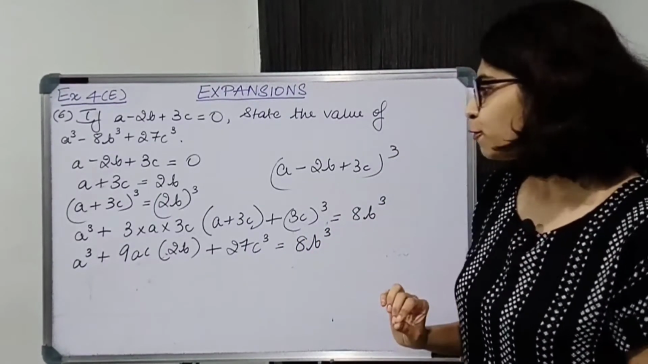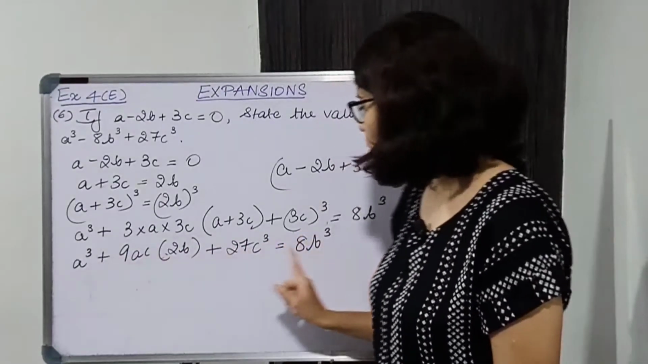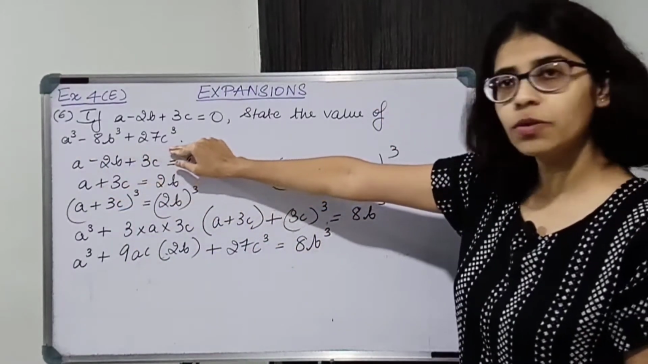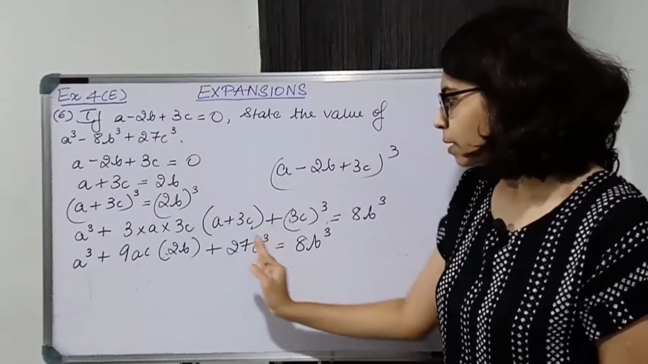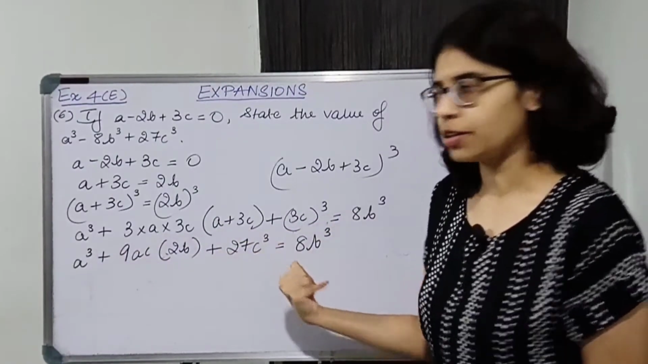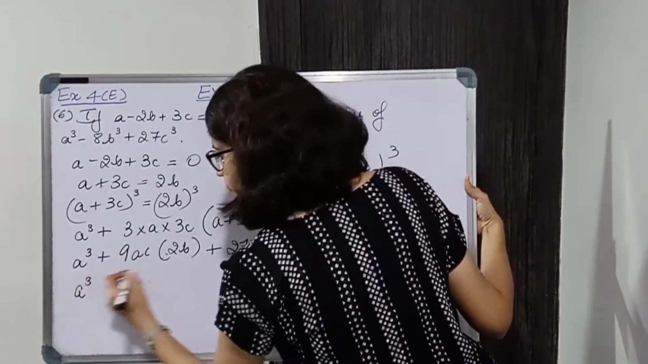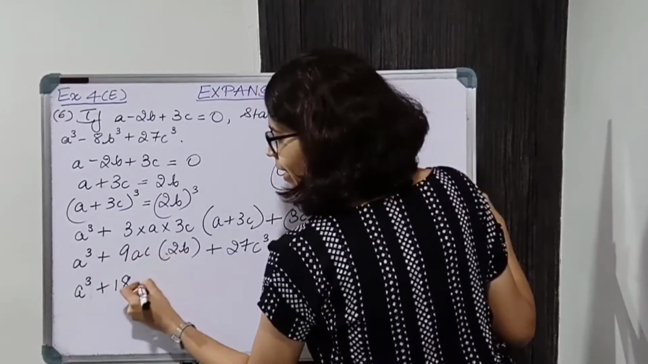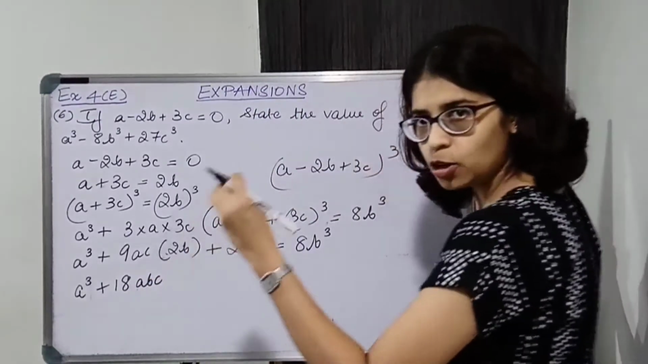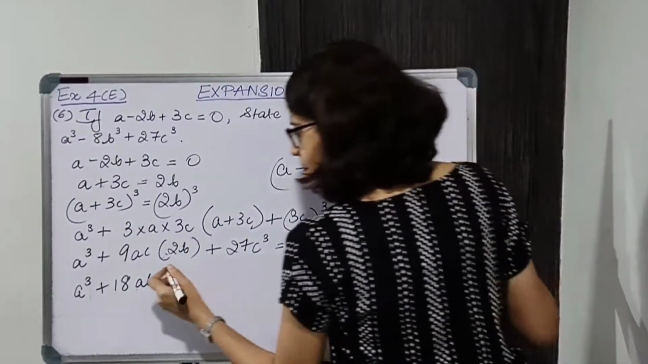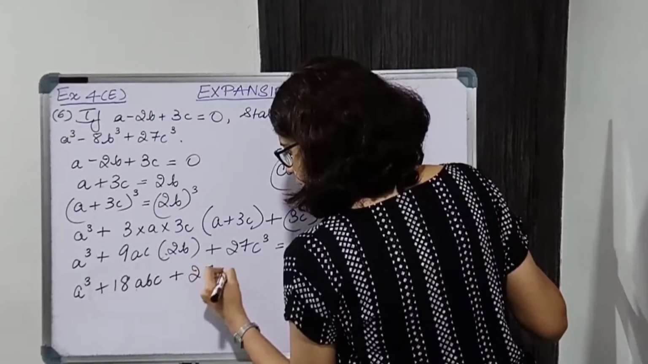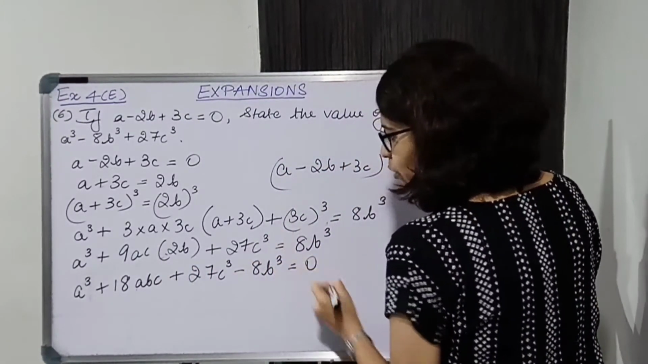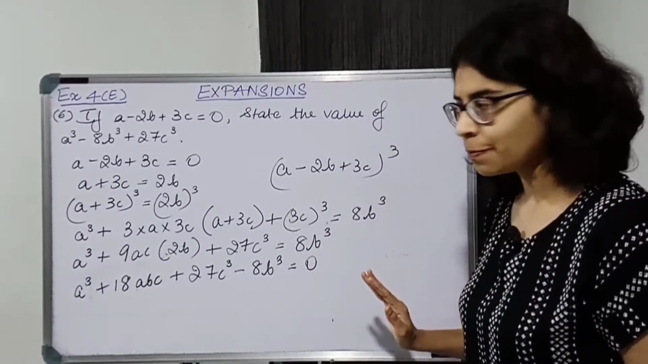Now we have to find the value of a cube minus 8b cube. So we'll shift 8b cube. Okay, there are 3 cubes over here. a cube, b cube, c cube. C is also there, A is also there, B is not there. So a cube over here, 9 2s are 18, a into c into b, that I'll write in alphabetical order, a into b into c, a, b, c, okay, plus 27c cube minus 8b cube, I'll shift this, is equal to 0, there is nothing left in the RHS.